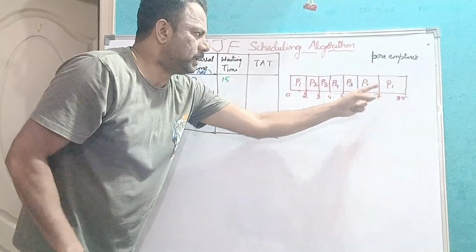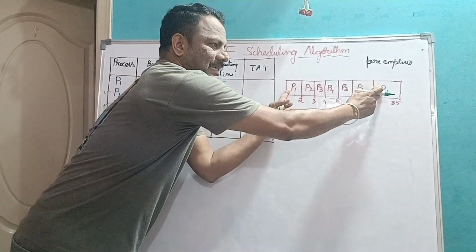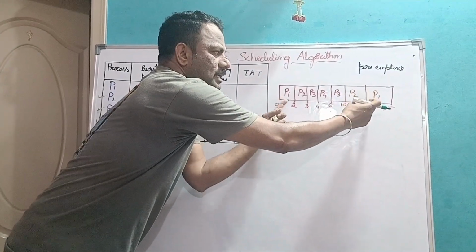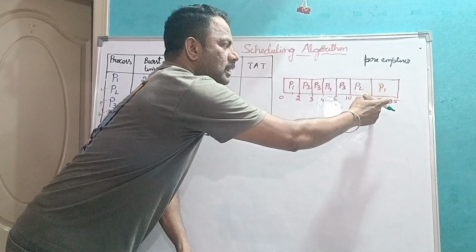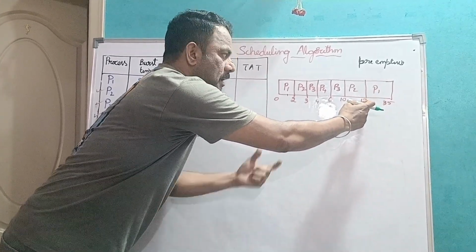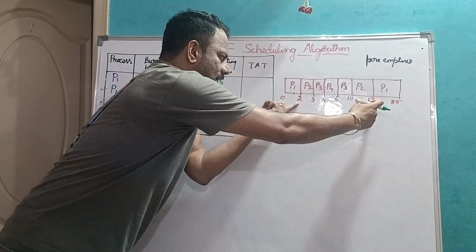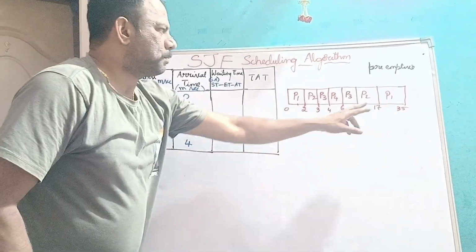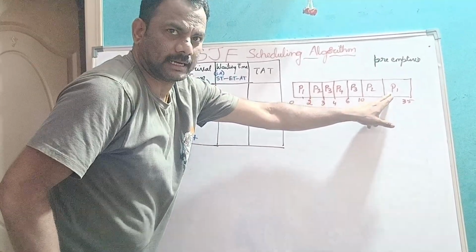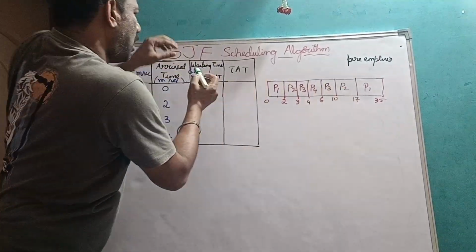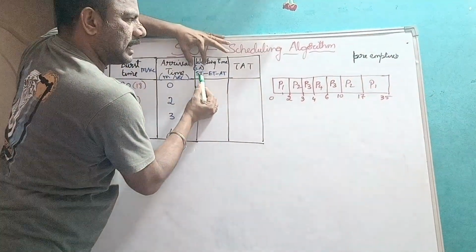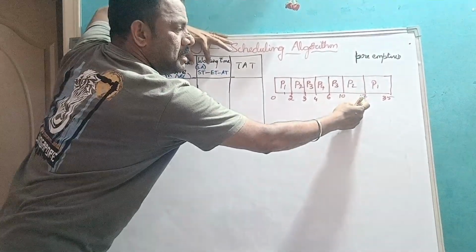Go to the last occurrence. P1 appears first time here, second time here, this is the last occurrence. So after 17 milliseconds, it starts executing. That means it waited for 17 milliseconds, but during those 17 milliseconds, it ran. So the last occurrence of P1 starts at 17 milliseconds.